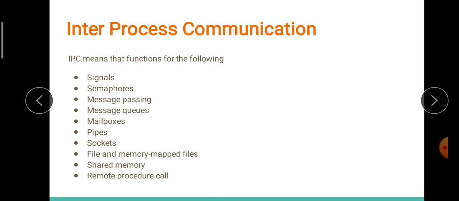Now, how can you facilitate this inter-process communication? We have different tools: signals, semaphore, message passing, message queues, mailbox, pipes, socket, memory mapped files, shared memory, RPC, remote procedure call. These are different methods by which we can make inter-process communication possible. So in the next sessions, we shall see each of these in detail.